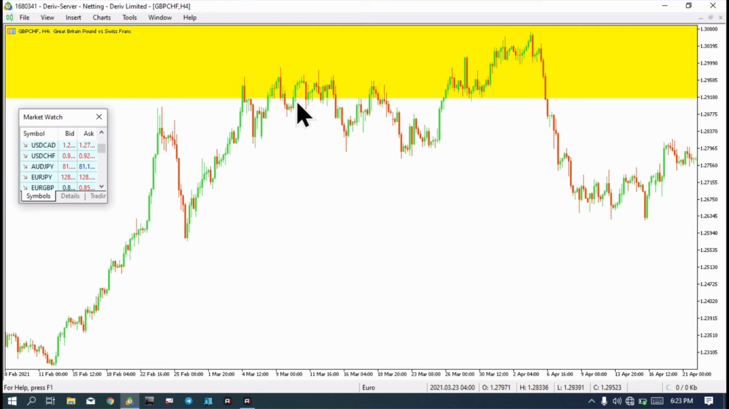Okay, so the first thing is to have your key level marked out. The next thing is that you want to see a break in market structure. So this is a break in market structure. Now the other one is that within the break of market structure, you want to see momentum.